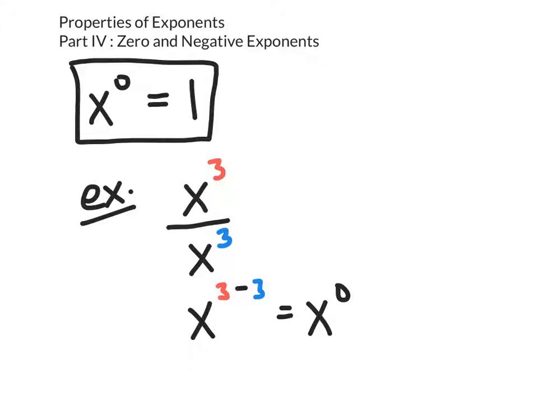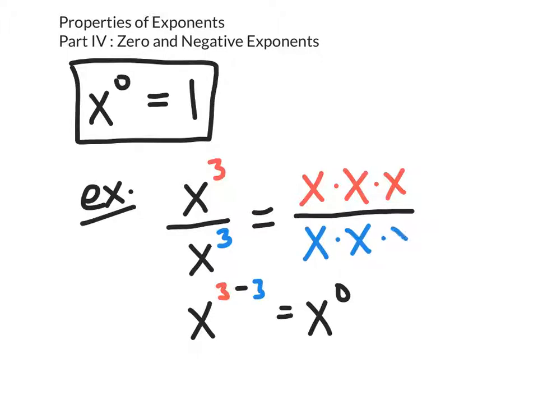Now, there's another way that we can look at this, and that is to think about what this 3 actually means in the top. In the numerator, x to the third means that there's 3 x's. I'm going to put 1, 2, 3 x's in the numerator. In the denominator, I'm going to put 3 x's as well. 1, 2, 3.